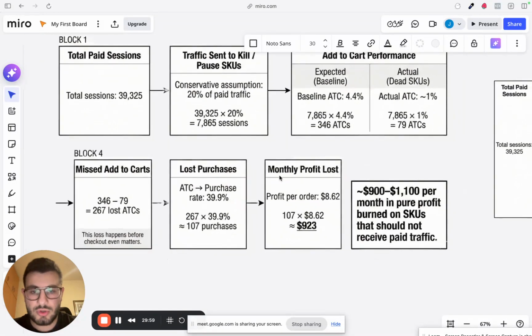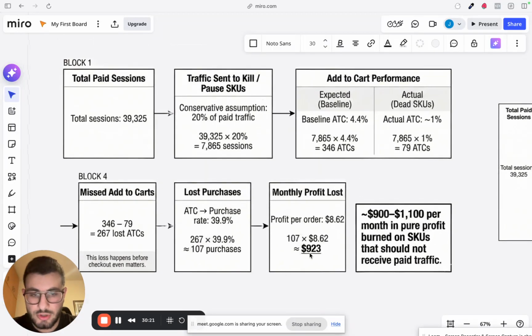Yes. So this is how much monthly profit is lost. Your profit per order is 8.62. I calculated this based on your AOV and the profit margin that you gave me, and we proved this. So your profit per order is approximately 8.62. From these, you're missing out on approximately 900 to 1.1K per month in pure profit. This is not margin.